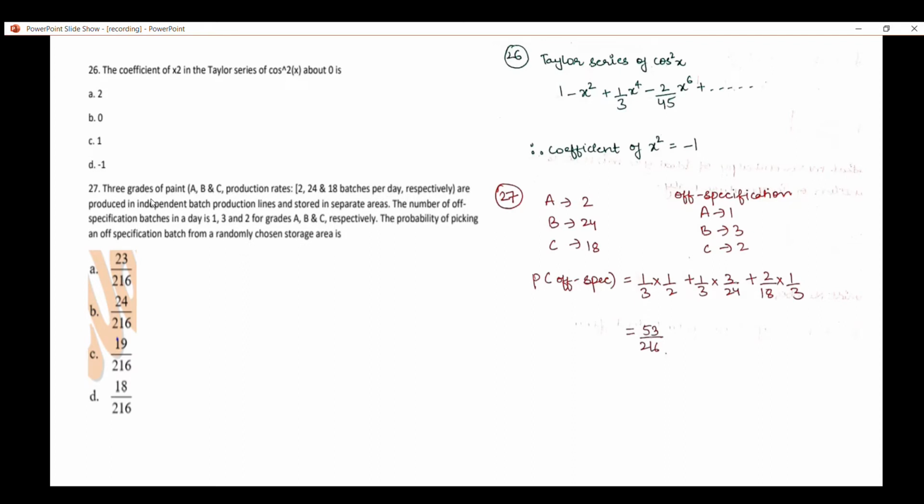Next, three grades of paint A, B and C. The production rates are given and the number of off-spec batches in a day is 1, 3 and 2 for grades A, B and C respectively.